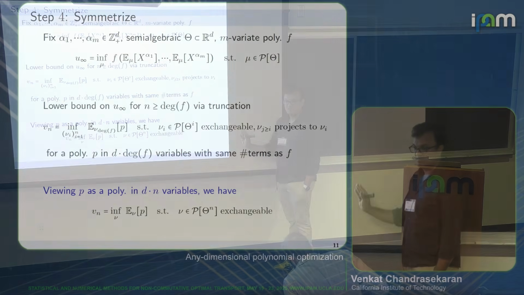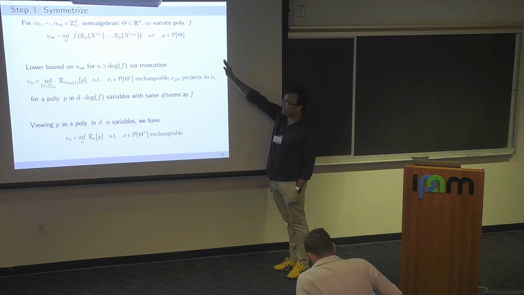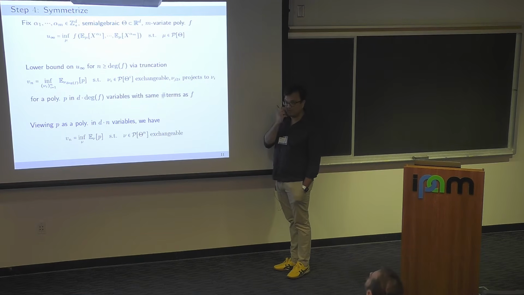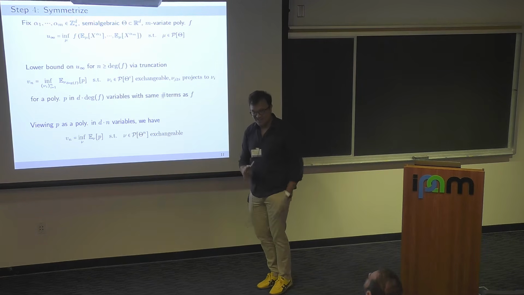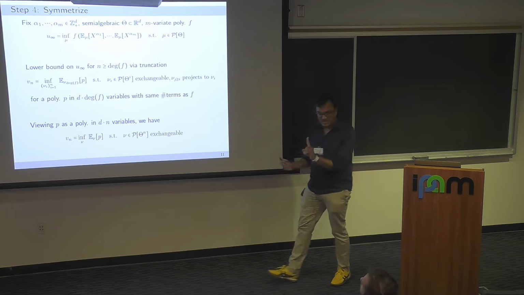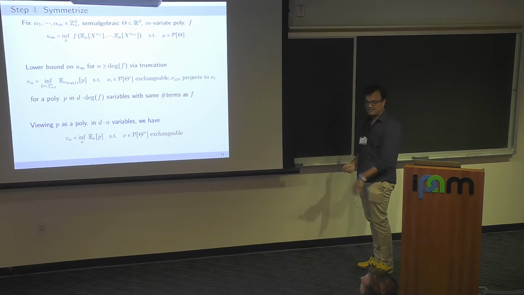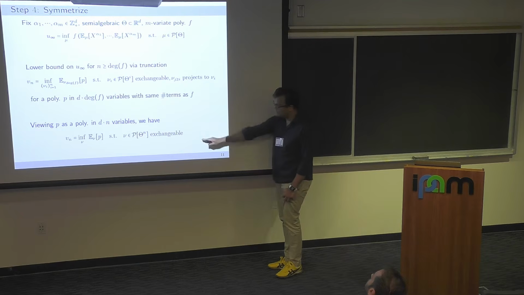Questions? So this is what our lower bound is so far on U_infinity. But is the constraint of exchangeable that easy to implement? Well, this is not quite a finite-sized POP yet. There's one last observation to get to that, but yes. So this is what we have.